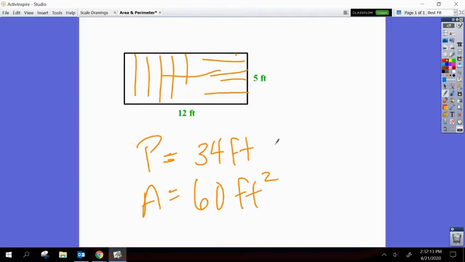Note that when you do these upcoming scale drawing problems, you will not be given the actual dimensions. You will have to find them first and then do the calculations that we just did. So you will use the proportion to find what the numbers are, both the length and the width, and then you will use them to find either the area or the perimeter or both.